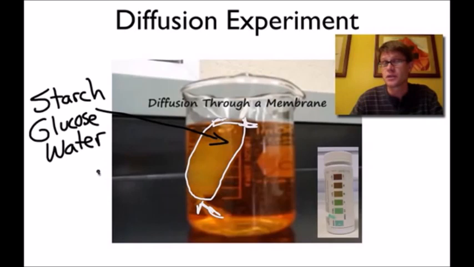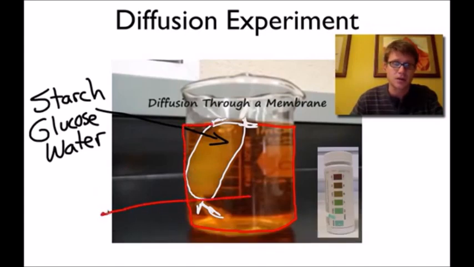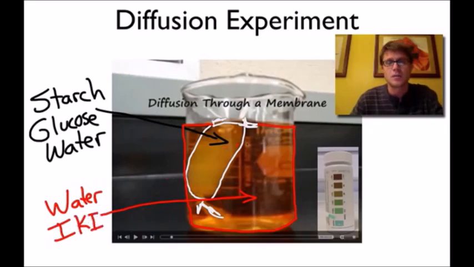So we have those 3 things inside the dialysis tubing. Outside the dialysis tubing, in this area out here, in the liquid portion of the beaker, we've got water. And then we've also got the Lugol solution, so we have this IKI.